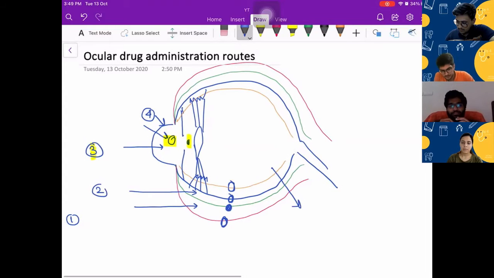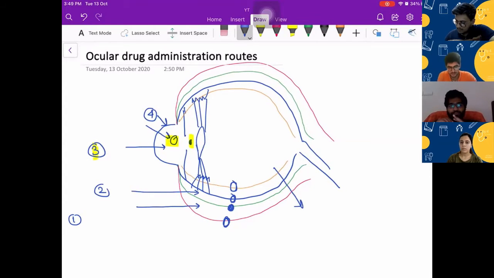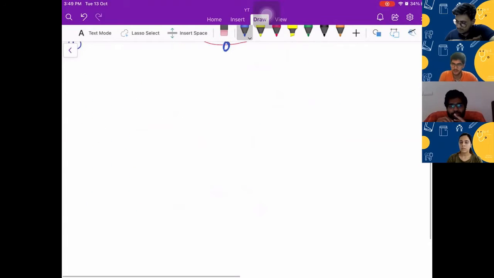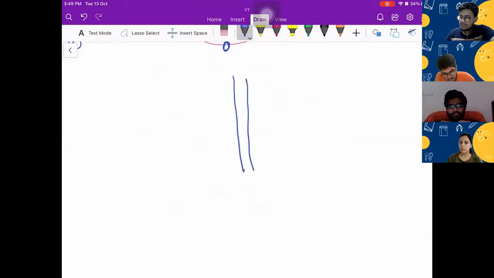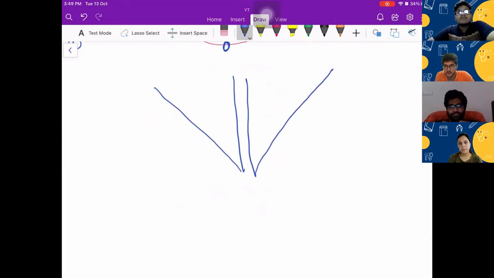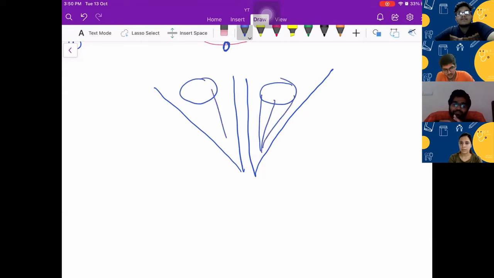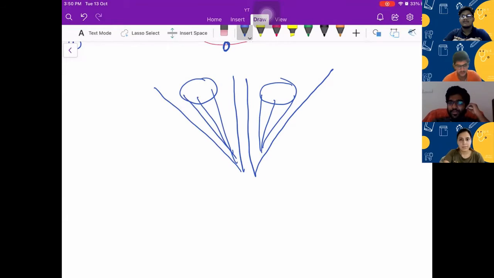Now, before we head into the sixth and seventh routes of drug administration, I'll explain the orbit in which the eye is situated. Now, the orbit is a pyramidal structure, we all know that. These are the medial walls, and here, these are the lateral walls. The apex is at the most posterior part, and the base is at the most anterior part. Here is your eye. You can see the recti muscles attached to the eye. So this eye is attached to these recti in the orbit.